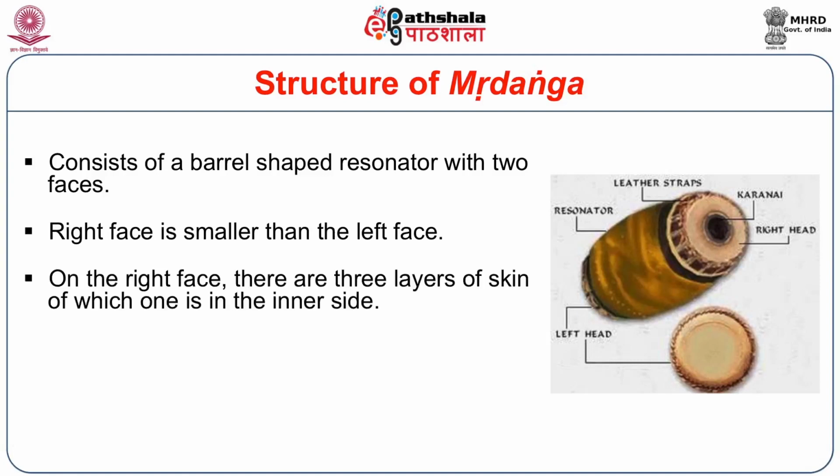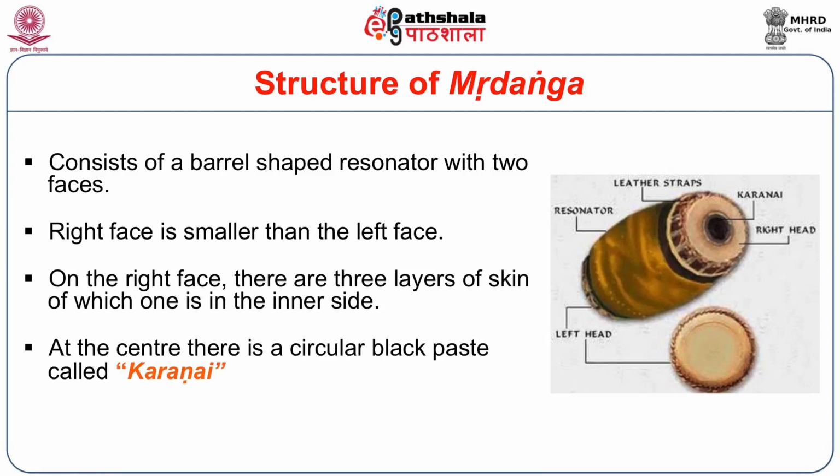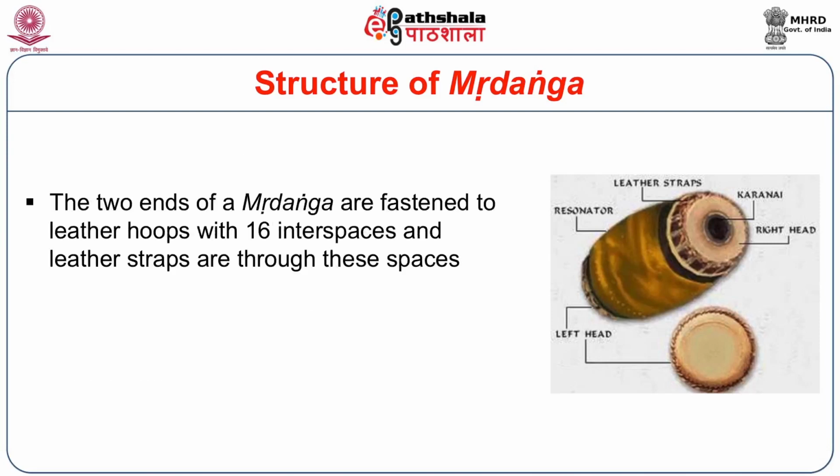On the right face, there are 3 layers of skin, one of which is on the inner side. At the center, there is a circular black paste called the karane. The 2 ends of the mridangam are fastened to leather hoops with 16 interspaces, and they are then tied with leather straps through these spaces.